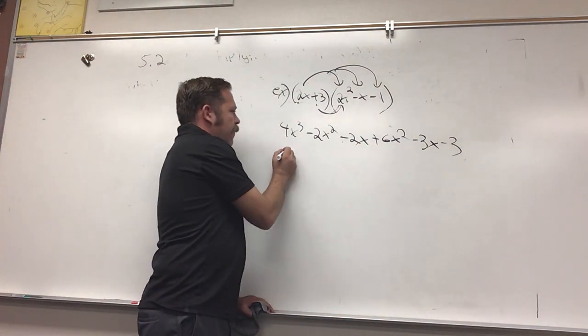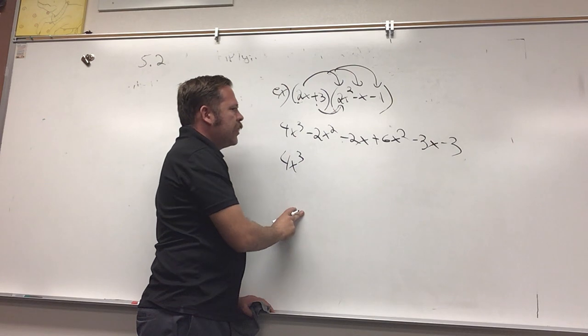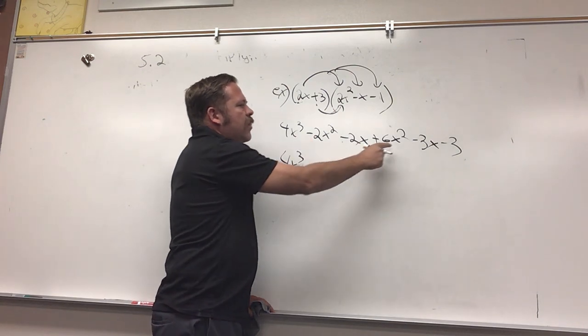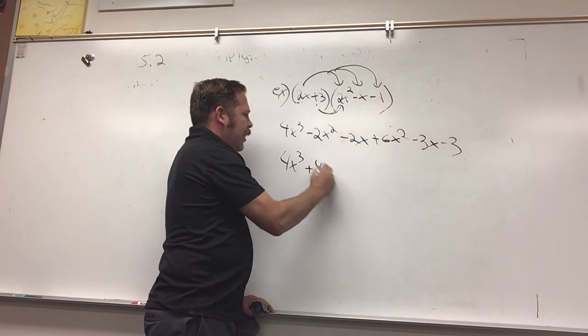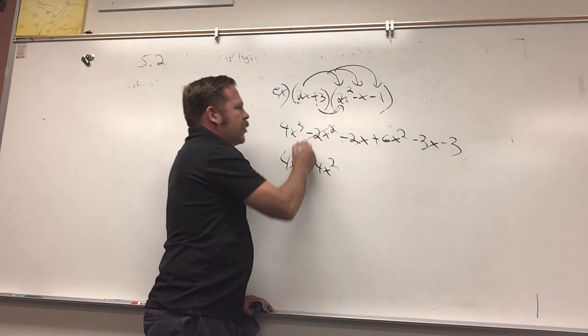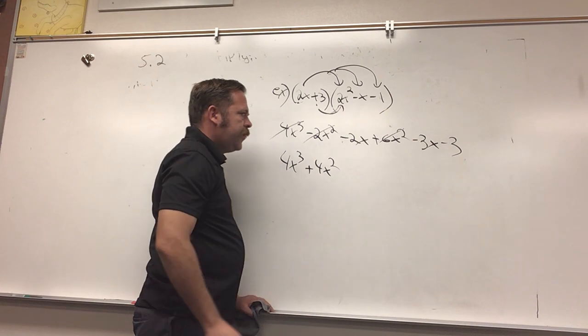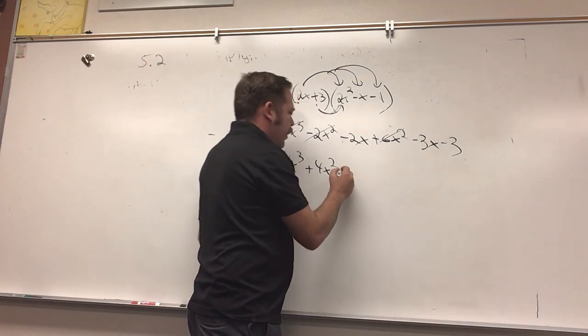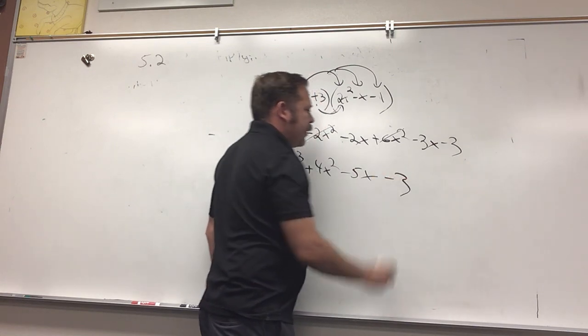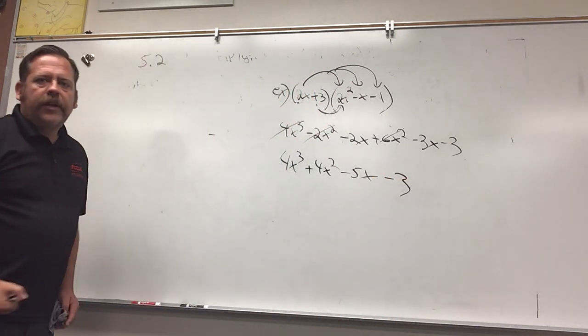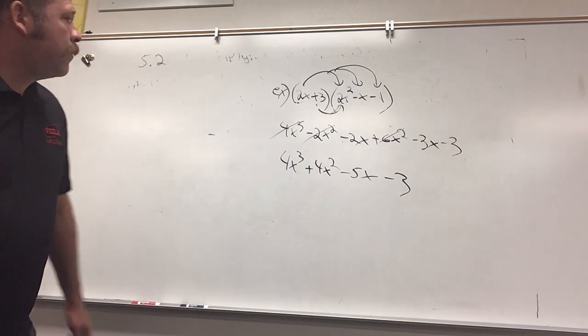So we have 4x cubed, and then negative 2x squared plus 6x squared is plus 4x squared. Cross them out as we go. Negative 2x minus 3x is minus 5x. And then we have minus 3. What do you think? Not too bad, right? All right.